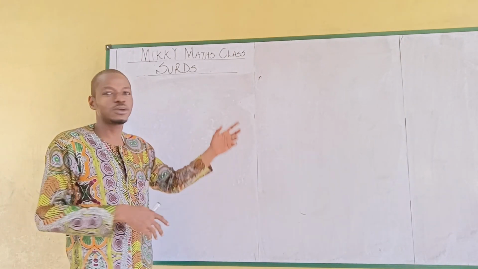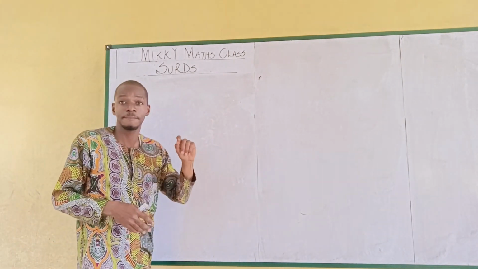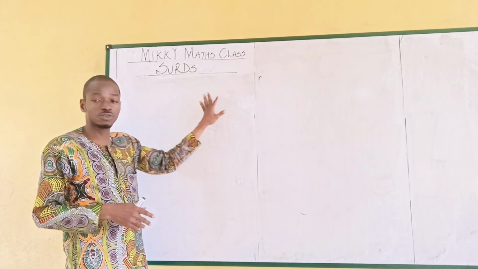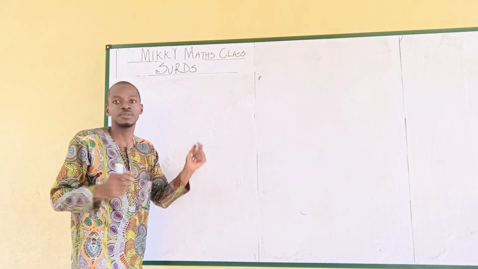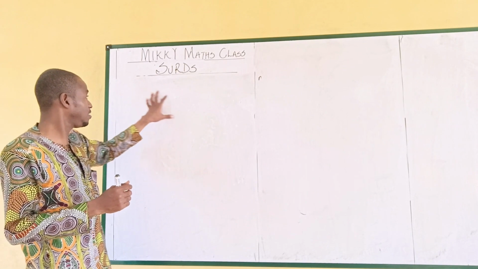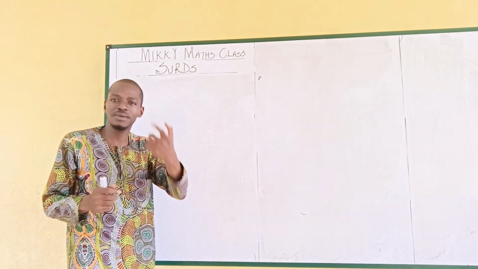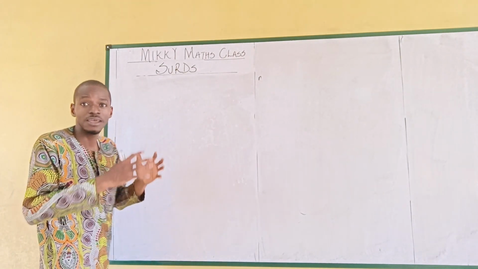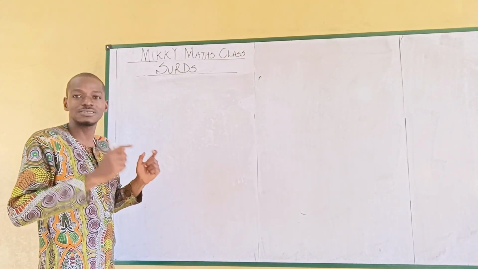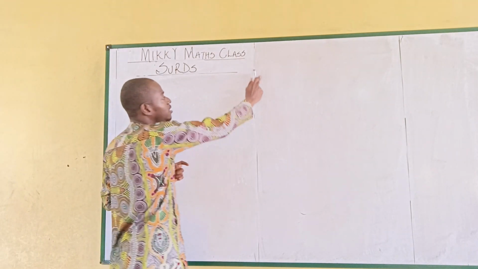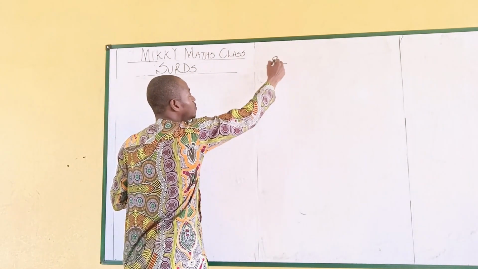Alright, quickly today we'll be looking at surds. And before we delve into surds, there are some things we need to understand. Surds are irrational numbers. And what do we mean by irrational number? Irrational numbers are numbers that cannot be expressed in the form A over B.